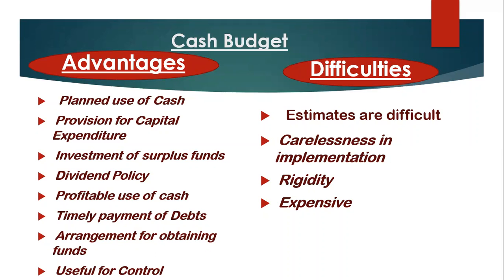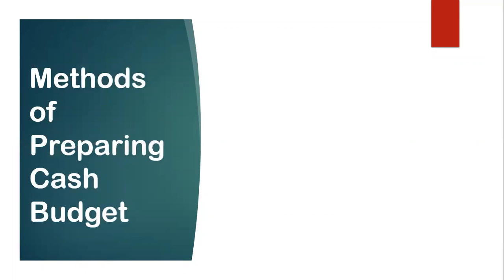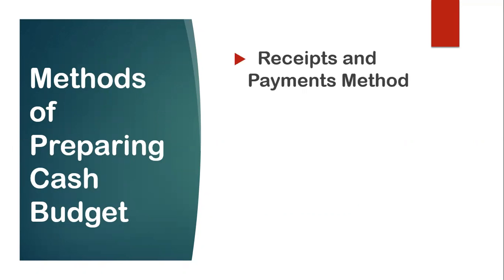Okay? So let's go further, and we will learn about methods of preparing cash budget. By how many methods can we prepare a cash budget? So the first method is the receipts and payments method. In the receipts and payments method, we will prepare a table which contains all the cash receipts and all the cash payments. Then we will deduct the cash payments from the cash receipts, and we can easily get the cash balance. This is the very easiest way to prepare a cash budget.